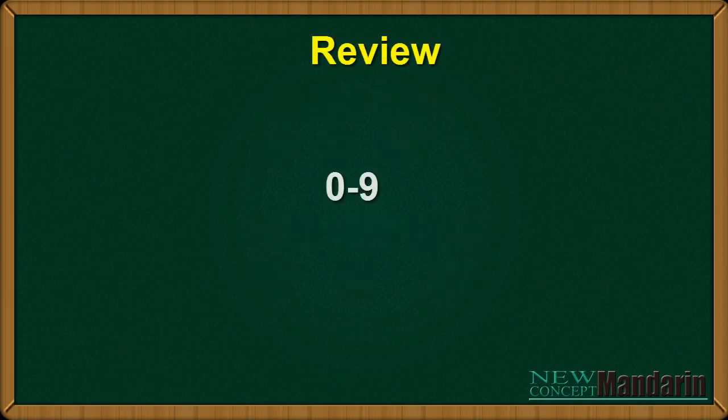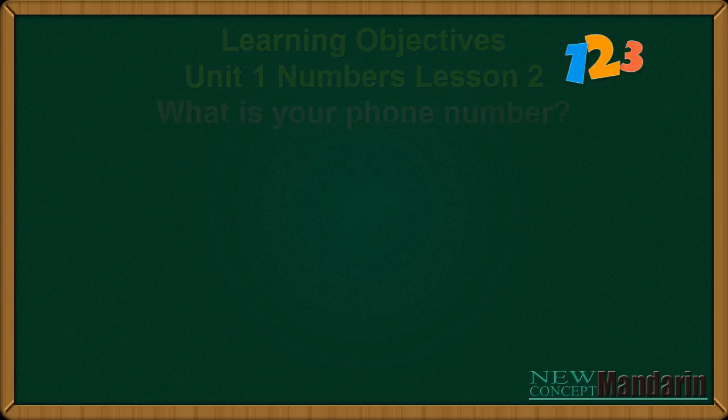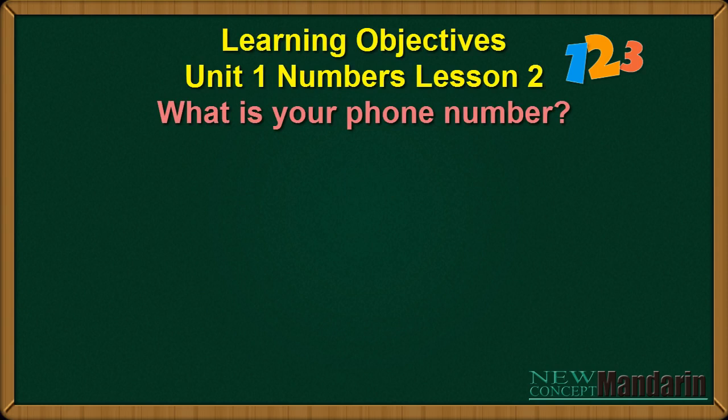Okay, let's review. In last class, we learned the pronunciation and Chinese characters of the numbers from 0 to 9. Let's review one more time. 0 1 2 3 4 5 6 7 8 9. You are very good at saying your telephone number now, right? Let's have a look. What are we going to learn in Unit 1, Lesson 2?